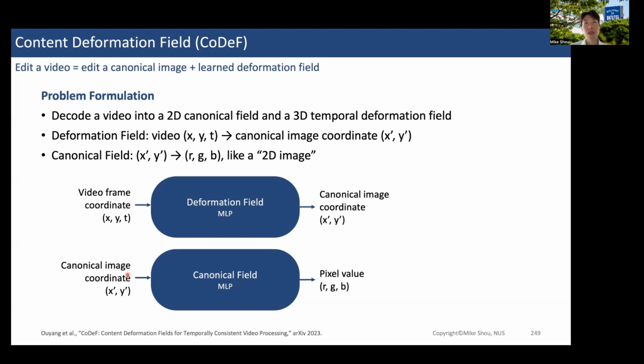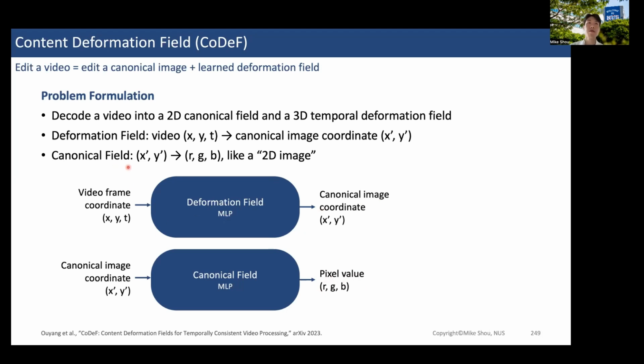And then we still don't know what the RGB value is for the specific image coordinate. Then we have another canonical field MLP that takes X prime, Y prime as input to query out its actual pixel value RGB.